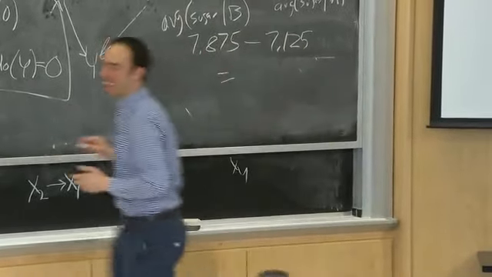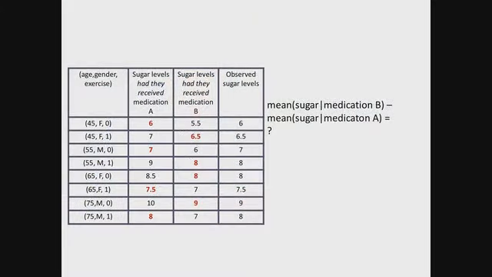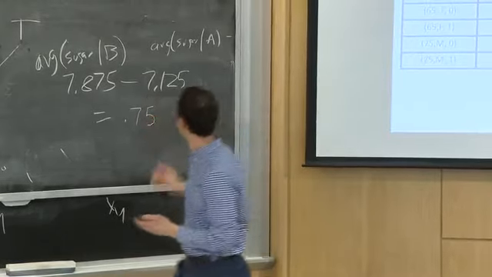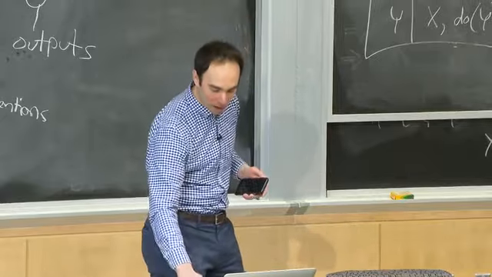Again, we're just looking at the red numbers here. Just the red numbers. We just computed that difference, which is point what? 0.75? Yeah, that looks about right. Good. So that's a positive number.